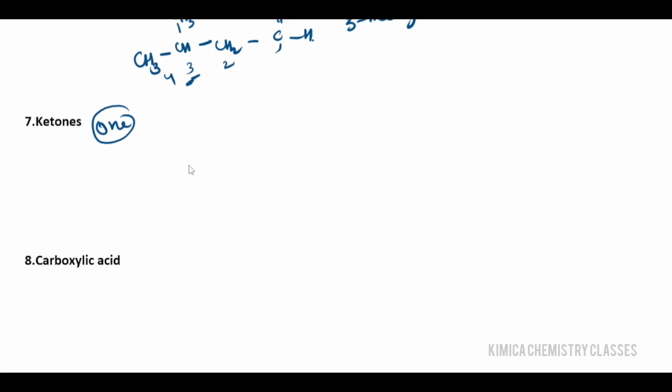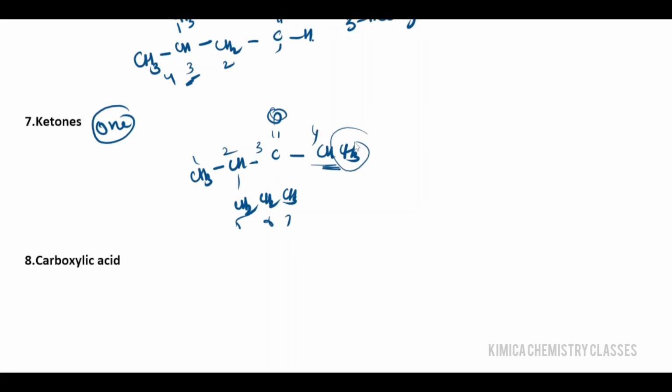I will show you. In ketones, I will give you one example. This is the OH group, and this is the ketone. It is 1, 2, 3, 4, 5, 6, 7. So 4-methyl, because of this, 3-heptanone, that is 3-heptanone. At the last we have to add ONE.